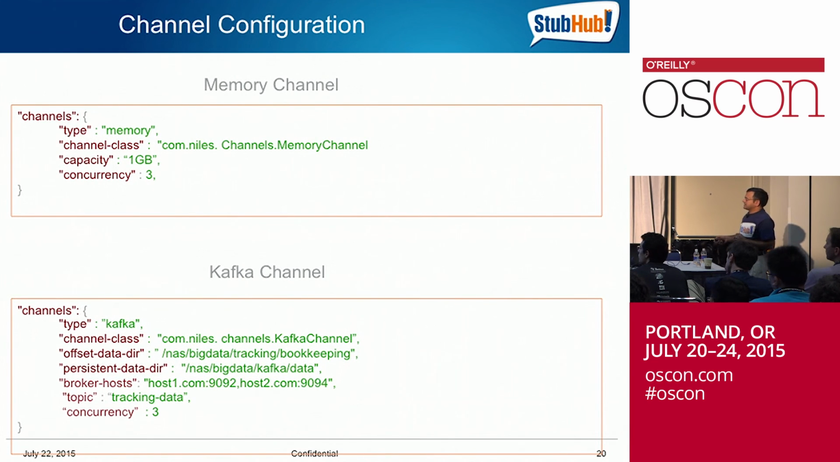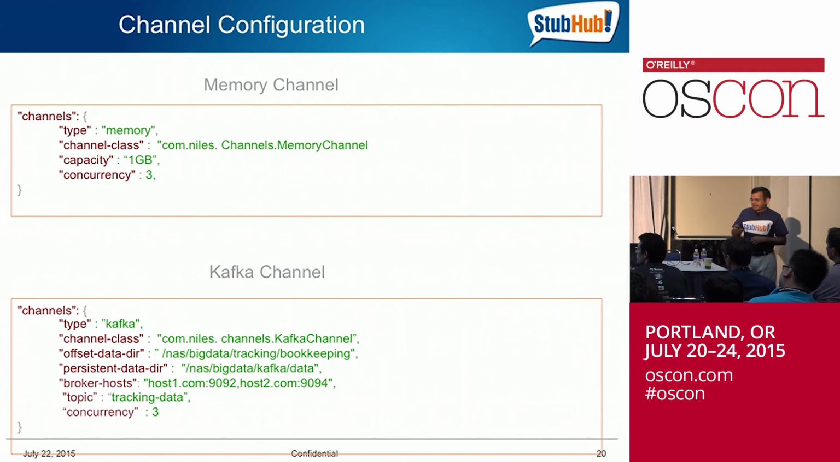For channels, I'm giving a couple of examples: a memory channel and a Kafka channel. The information for each type of channel is different. In the case of a memory channel, you want to express the capacity, the total memory, the buffer sizes and so on. And here you're expressing Kafka topics and hosts and whatnot.